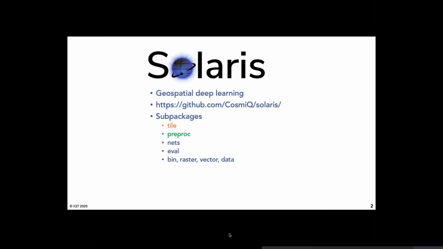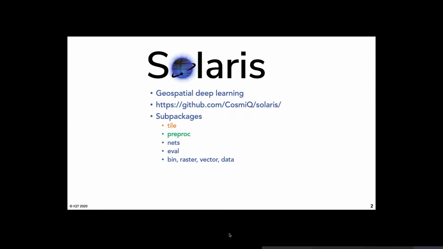Within the Solaris package are a number of sub-packages covering every part of a typical geospatial deep learning pipeline. This includes training neural nets and running inference with them and evaluating the performance of such models with standard evaluation metrics. But the part of the process that we're really interested in here is the very beginning, the creation of the data set for geospatial deep learning. Now, one important part of this is tiling the data, taking what are often very large images and breaking them into smaller pieces that are more amenable to being sent through deep learning algorithms.